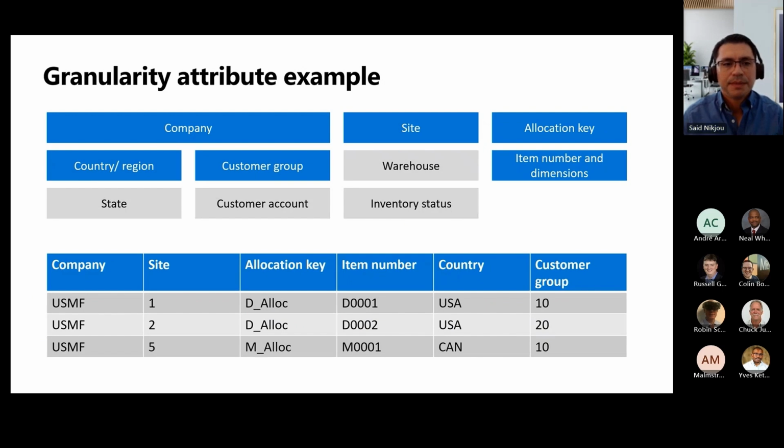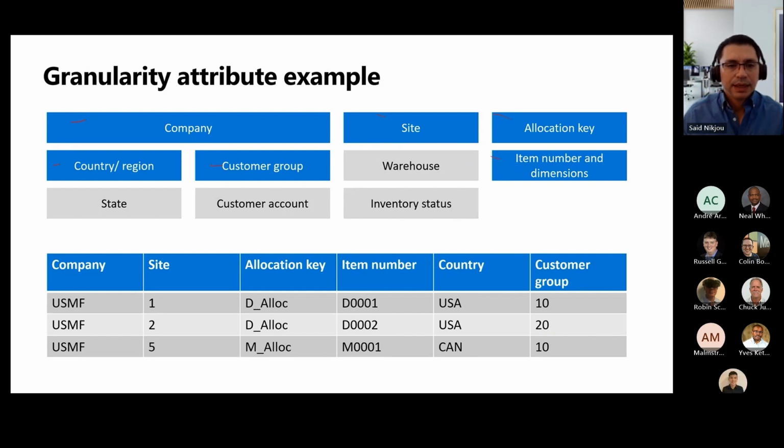Granularity attribute. When we are implementing demand forecasting, we will see the term granularity attribute very frequently. So let's quickly discuss what it means. Let's say that a company has chosen the light blue dimensions that we have in the slide: company, site, allocation key, country, customer group, item number, and dimensions.